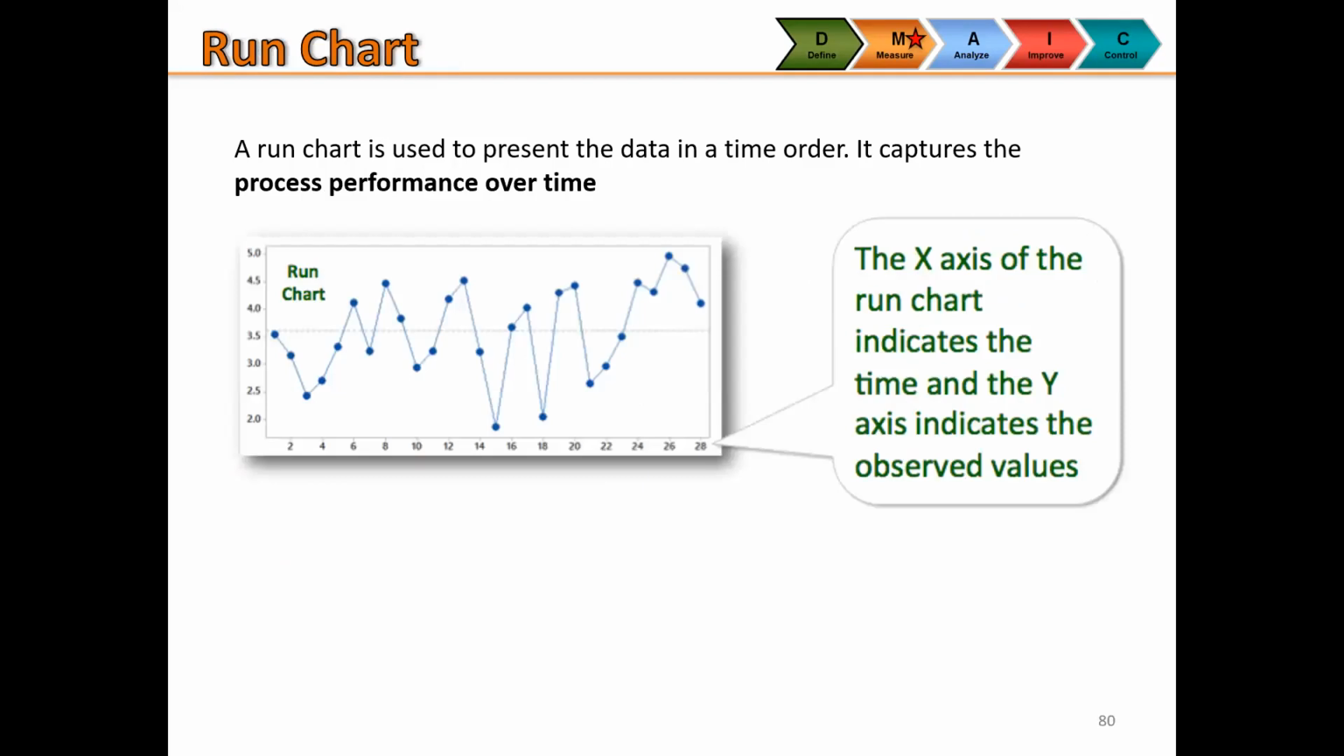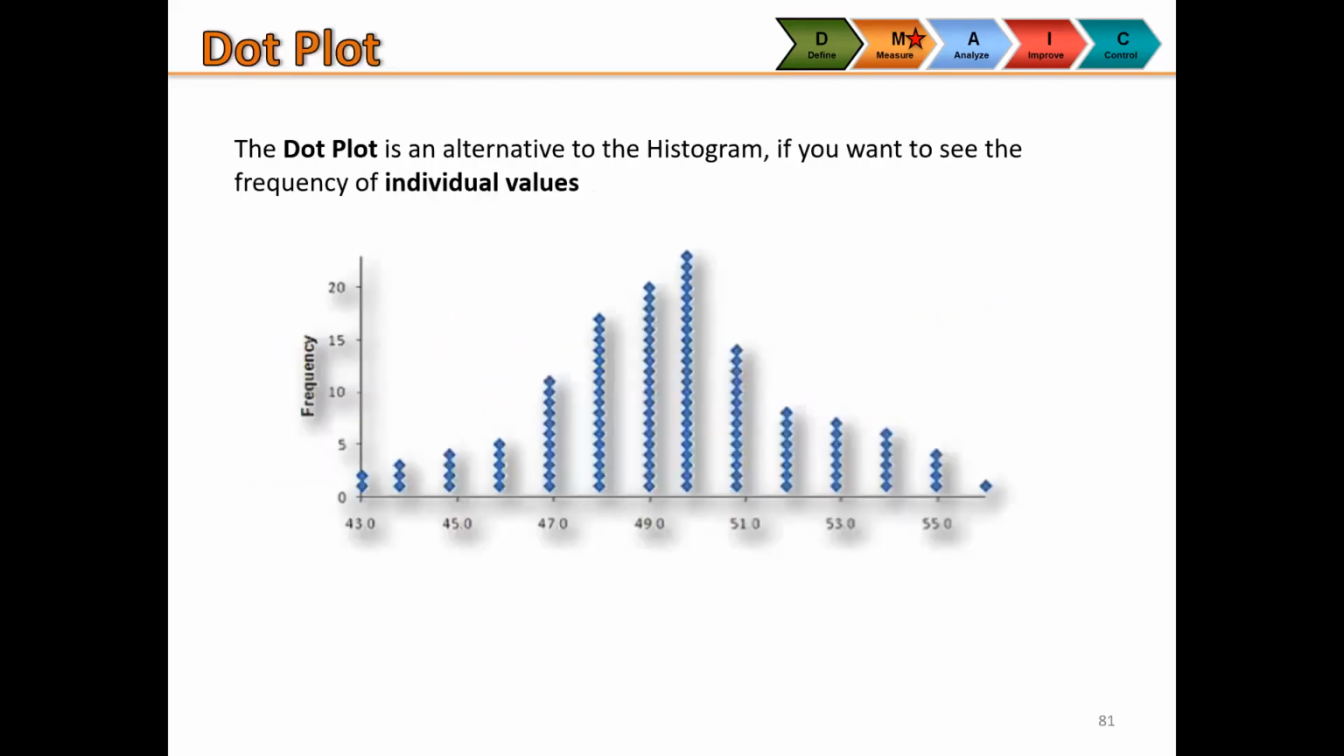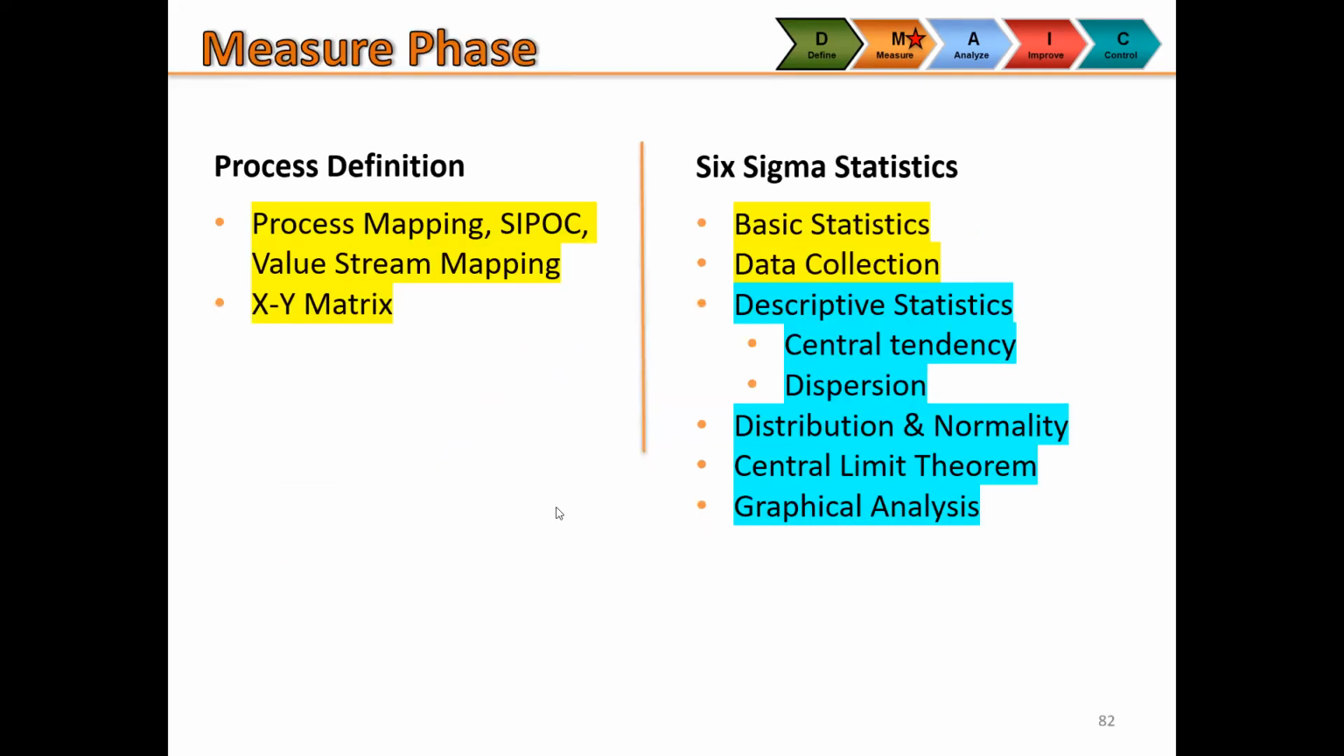And the run chart, we're going to do a lot of these. When we get into the control phase, we're going to do control charts, but it presents data in time order and captures the process performance over time. And a dot plot, which I've never used in my life. It's an alternative to the histogram if you want to see the frequency of each individual value. Guess what? That's it.